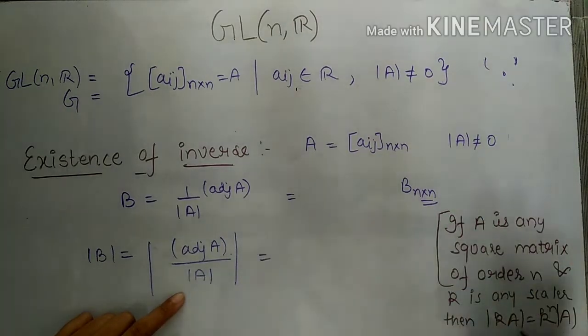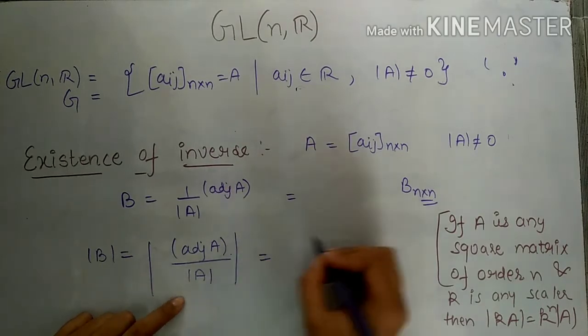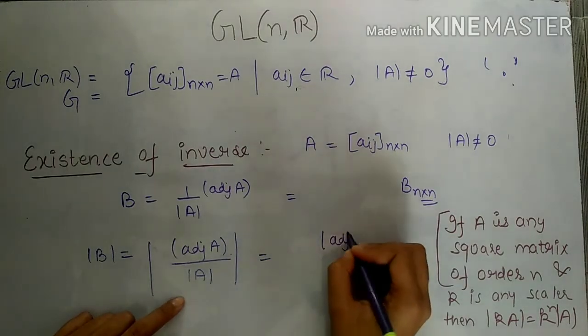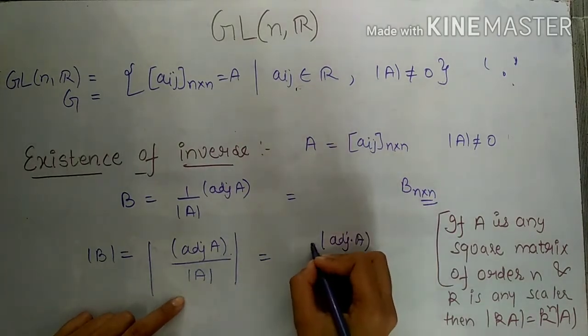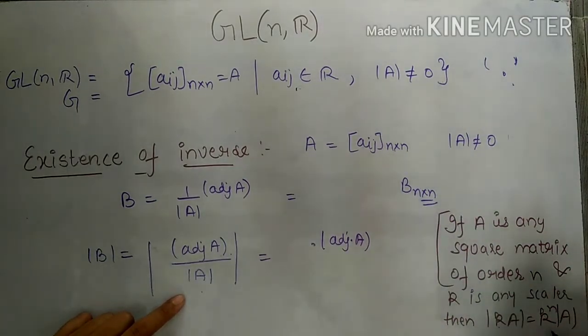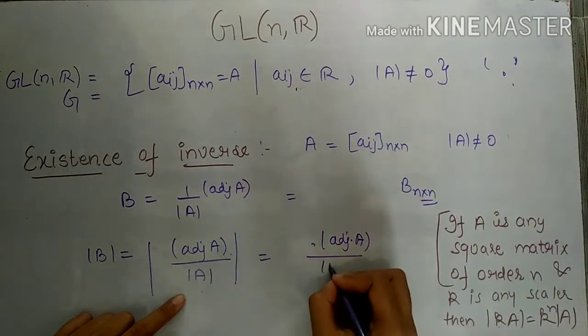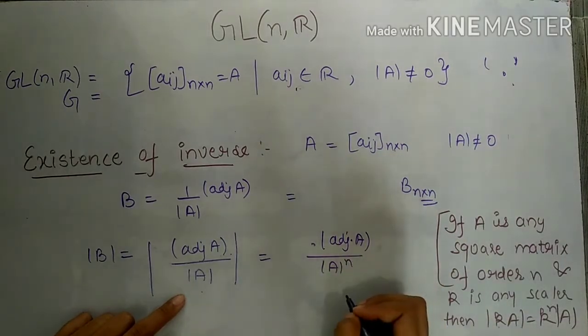And if we apply this property here, what we get from here is that this should be equal to determinant of adjoint of A into, here k is determinant of A. So what we get is k raised to power n outside, that is here we get determinant of A raised to power n outside.